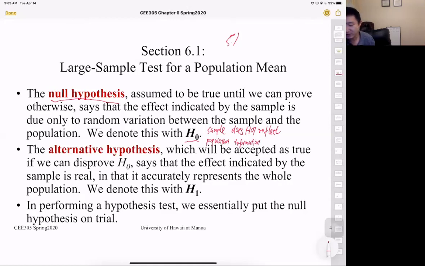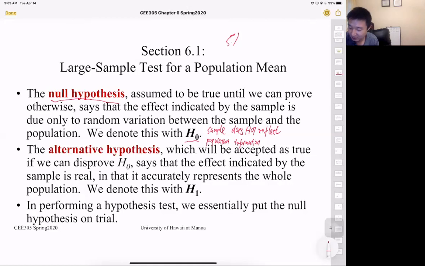Okay, in the previous example of the micro drill, the sample mean is 12 point something. Okay, so the sample does not reflect population information means the population mean will not be equal to 12 point something, the sample mean.